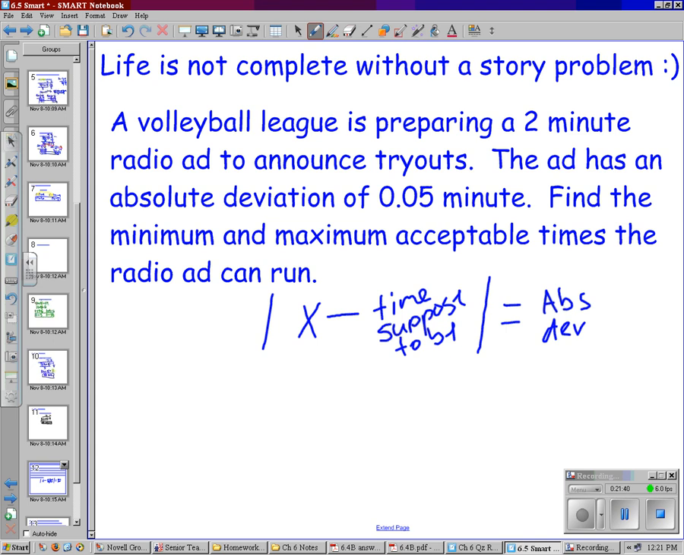2 minutes. So we're going to write up here x minus 2. How much can it be off? 0.05. That's the absolute deviation. So we're going to put 0.05 over here. This absolute deviation is the amount of, you might say, error that is possible. That could be one way to say it. The amount of error or the amount that something can be off. I guess that's error. Well, you guys have solved problems like this before.